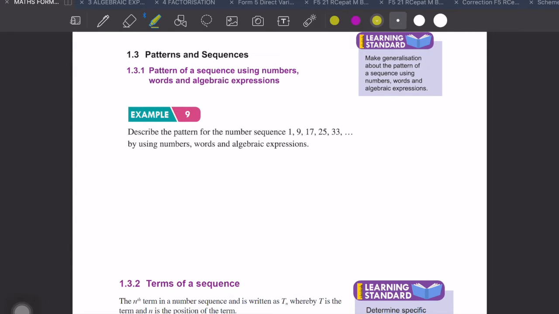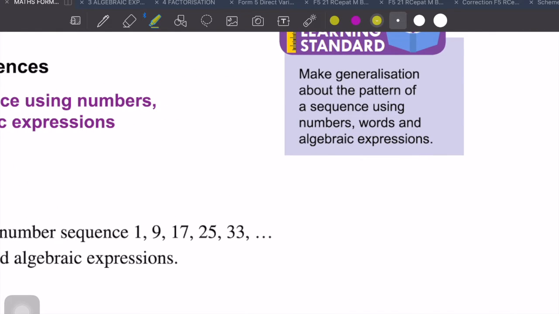So we proceed to the last subtopic of the chapter. Subtopic 1.3, patterns and sequences. The first learning standard is to make generalizations about the pattern of a sequence using numbers, words, and algebraic expressions. So you will learn about 3 things over here: how to make generalizations using numbers, words, and finally algebraic expressions.